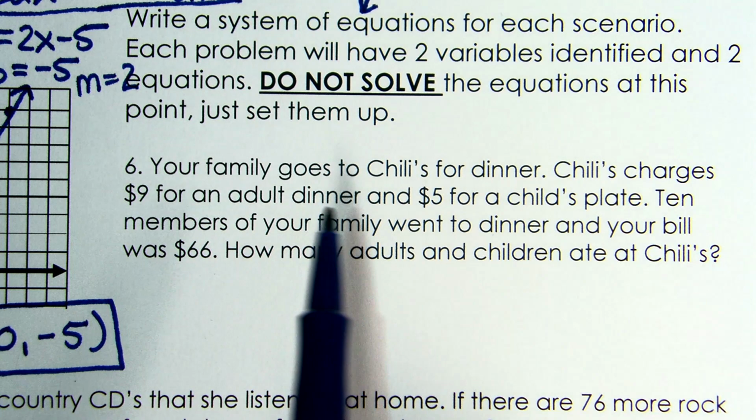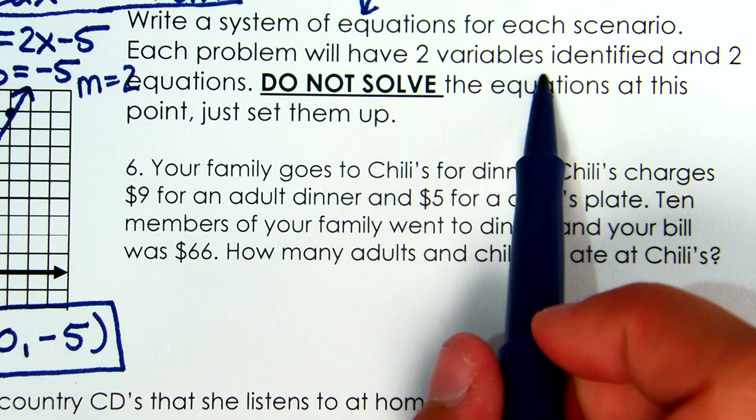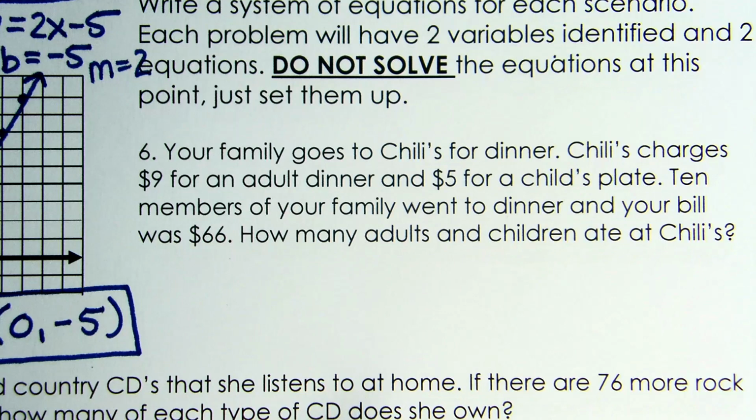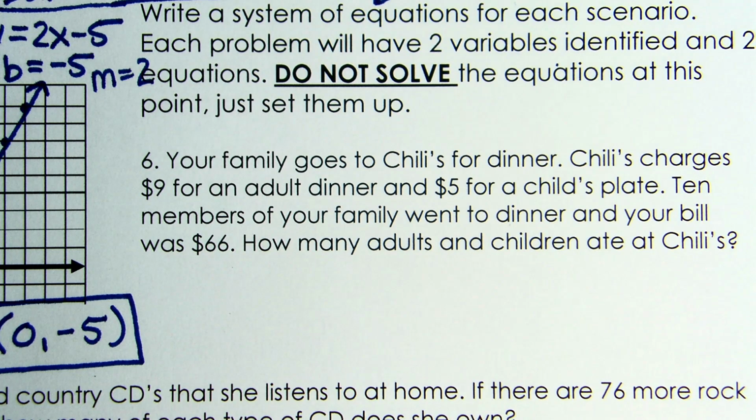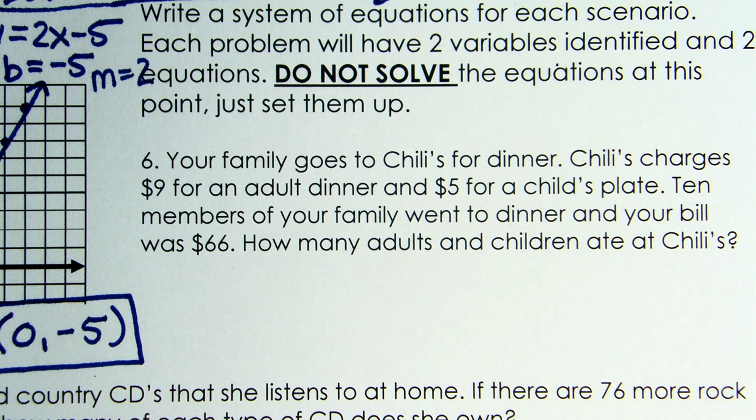Your family goes to Chili's for dinner. Chili's charges $9 for an adult's dinner and $5 for a children's plate. 10 members of your family went to dinner and your bill was $66. How many adults and children ate at Chili's? The first thing I want to do is identify my 2 variables. My 2 variables are always what the question is asking me. It's asking me how many adults and how many children.